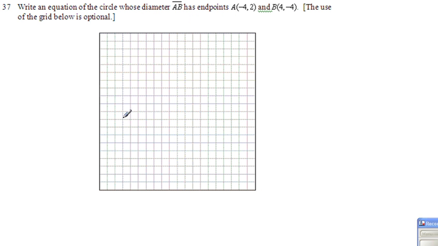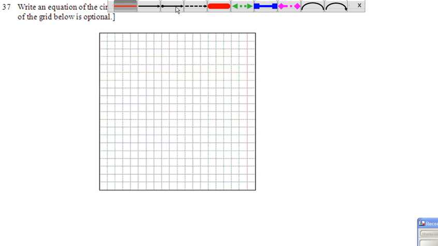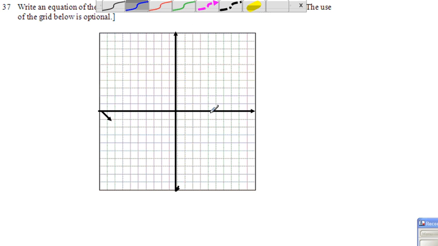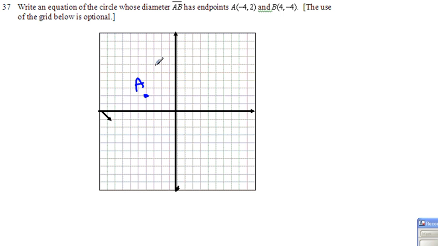Alright, number 37. Now, write an equation whose diameter AB has endpoints -4, 2. So here, I'm just gonna, so we have 4, 2. Oh, my bad. That's the -4, 2. That's A. Now, B is 4, 4. Alright, so these are the endpoints.